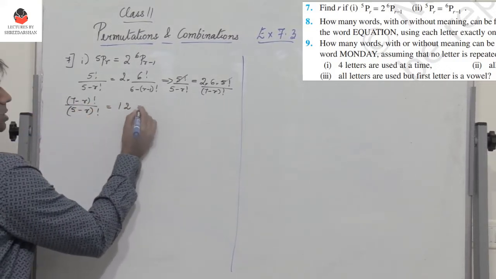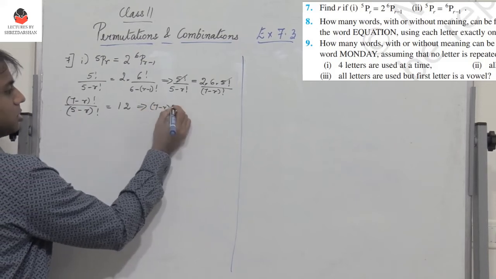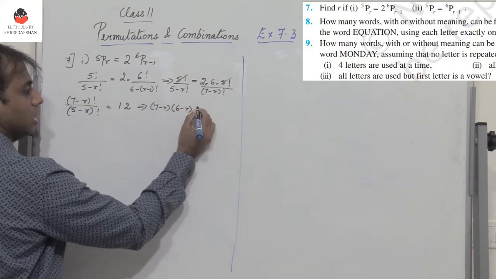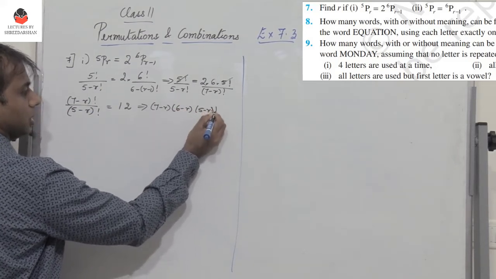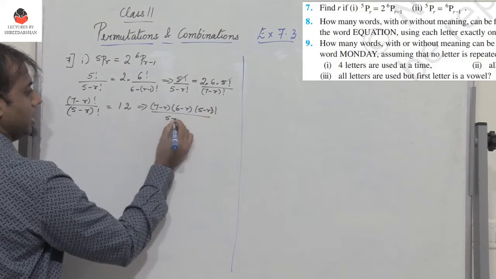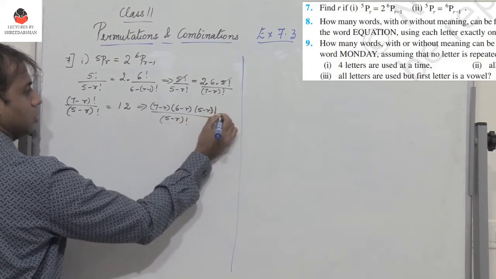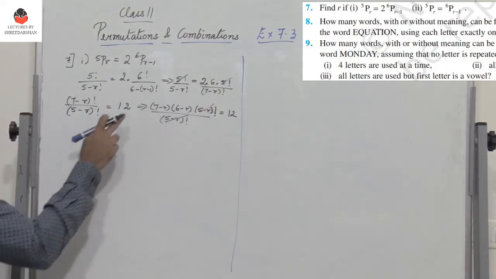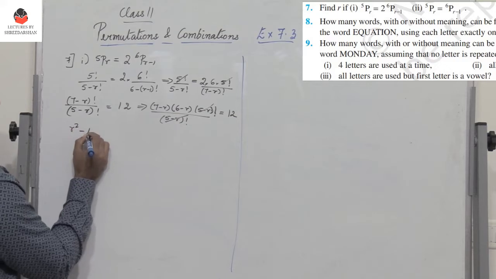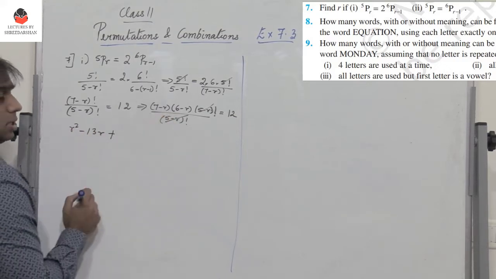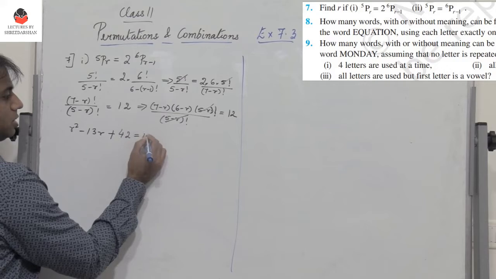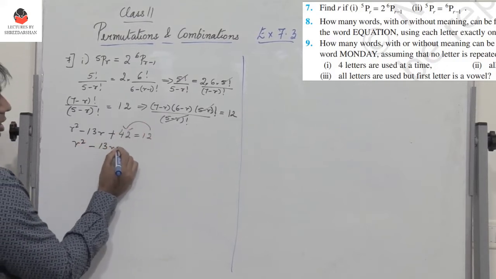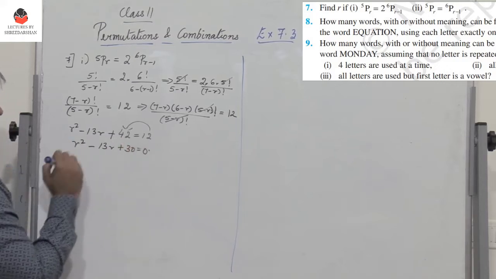I bring the 7 minus r factorial to the other side, divided by 5 minus r factorial equals 12. Now this can be written as 7 minus r into 7 minus r minus 1, so 7 minus 1 gives 6, that is 6 minus r, into 5 minus r factorial divided by 5 minus r factorial, which equals 12. So 5 minus r factorial gets cancelled. Multiply these two, you get r square minus 13r plus 7 into 6, which is 42, equals 12. Bring 12 to the other side. 42 minus 12 is 30. R square minus 13r plus 30 equals 0.